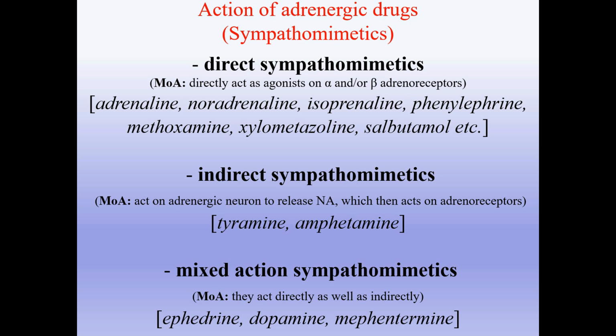Indirect sympathomimetics, mechanism of action, act on adrenergic neuron to release noradrenaline, which then acts on adrenoreceptors, for example, tyramine and amphetamine. And mixed action sympathomimetics, mechanism of action, they act directly as well as indirectly. Examples: ephedrine, dopamine, and methamphetamine.